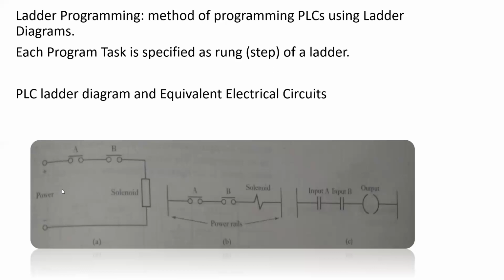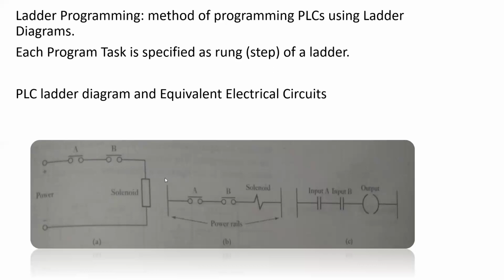In the diagram we can see a simple example of ladder programming. On the extreme left, the figure we have marked A is a simple electrical circuit. Here we are supplying power to the circuit, and then there are two switches in series. It means that if both A and B are closed, the solenoid will be energized. So this is basically acting as an AND logic. If both are high, then the output will be high, and if one of the switches is open, then the output from the solenoid will be zero.